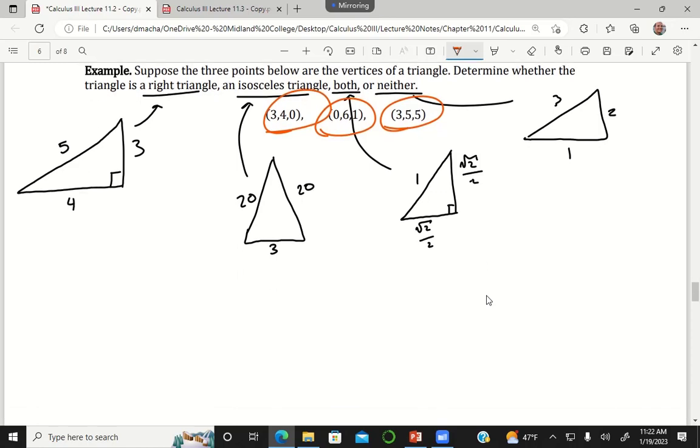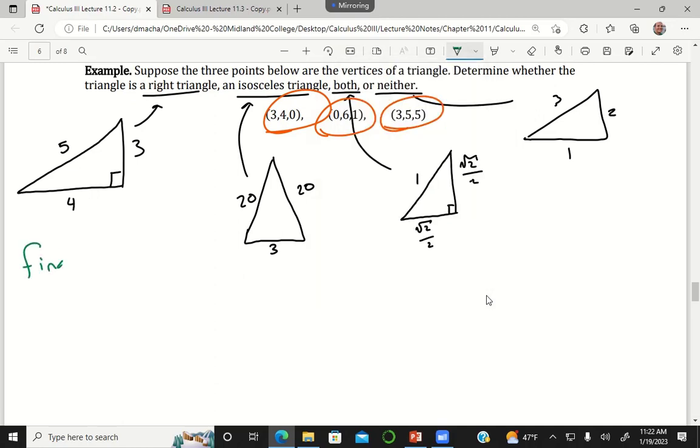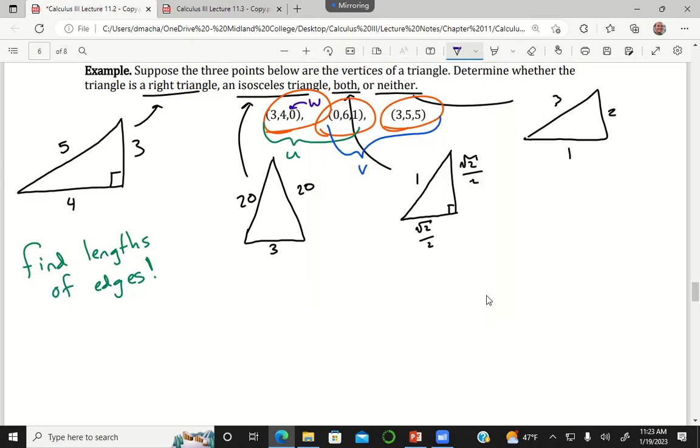I'm going to start off solving this problem by finding the lengths of the edges. Now, the way I'm going to find the lengths of the edges is I'm going to say that my vector u is going to define the difference between the first 2 points. My vector v is going to talk about the distance between the last 2 points. And then I'm going to come up with another vector that I'm going to call w, and it's going to be the difference between the first point and the third point, right?